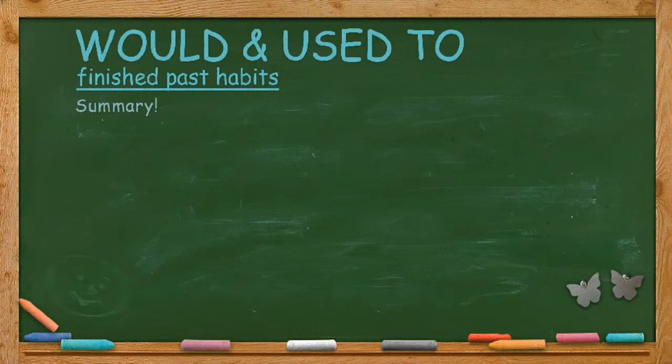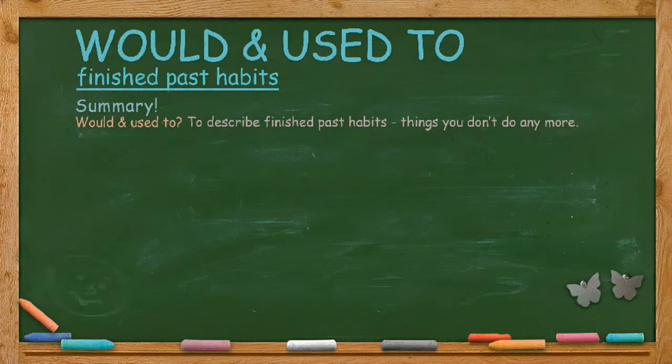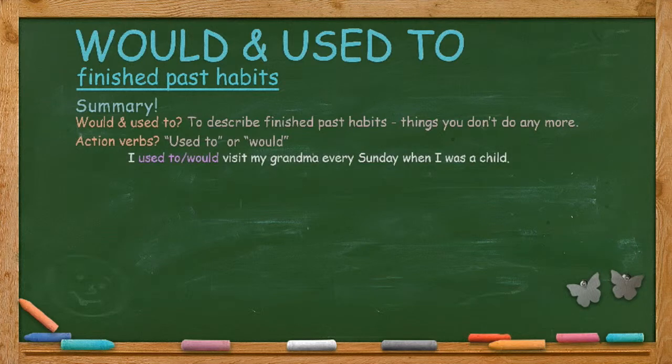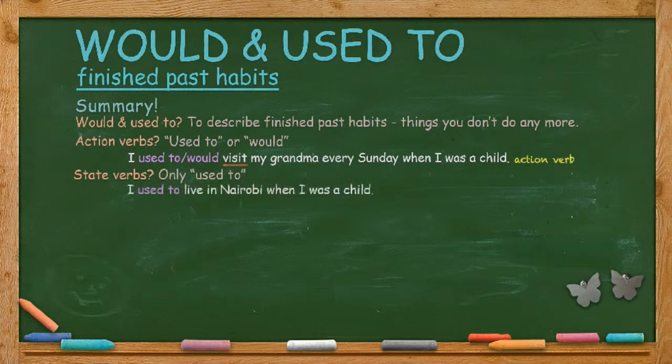Here's a summary of the lesson. We use would and used to describe finished past habits, things you don't do anymore. For action verbs, you can use used to or would. For example, I used to or I would visit my grandma every Sunday when I was a child. Visit is an action verb. For state verbs, you can only use used to. For example, I used to live in Nairobi when I was a child. Live is a state verb.